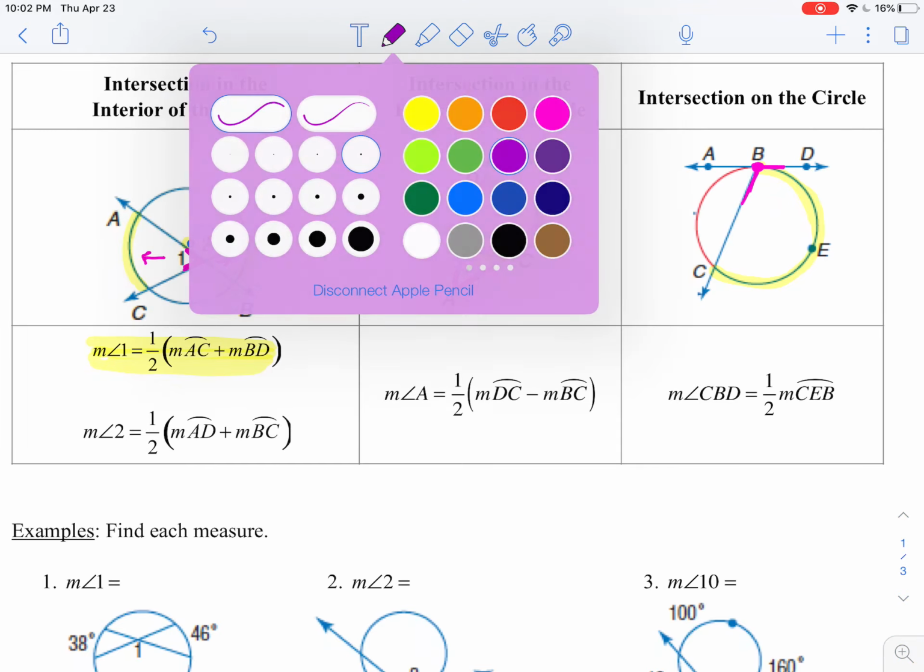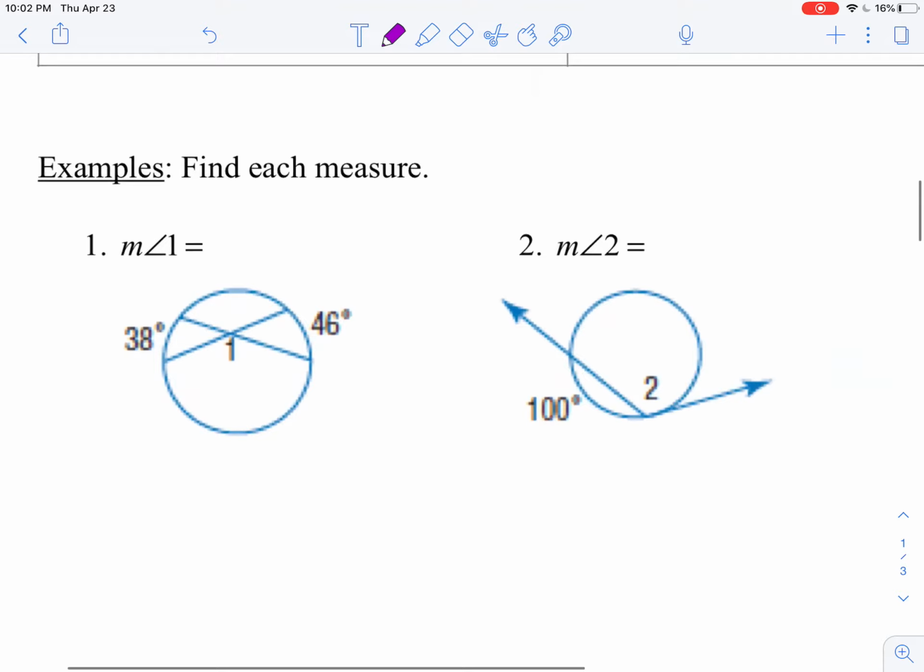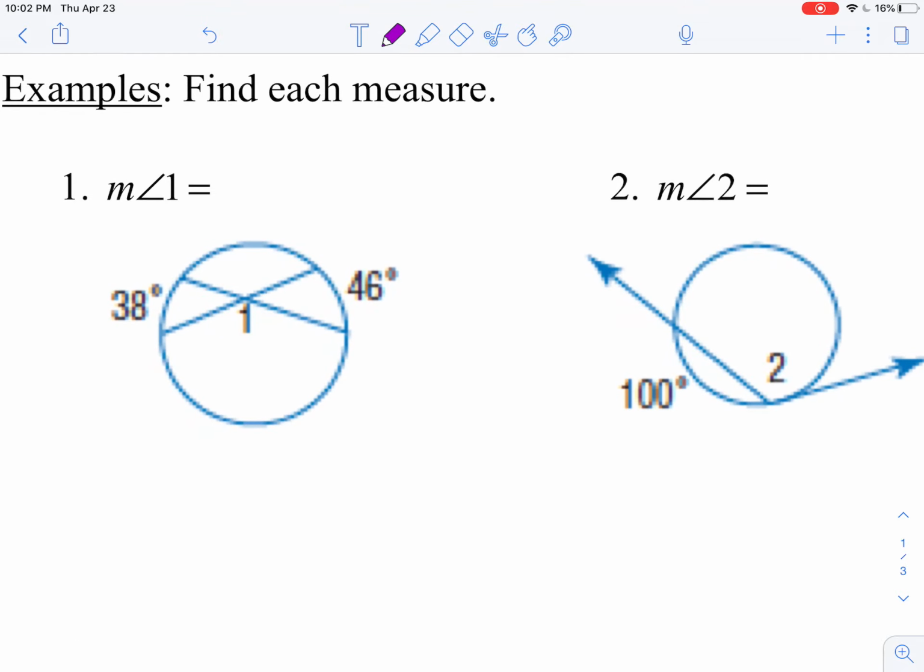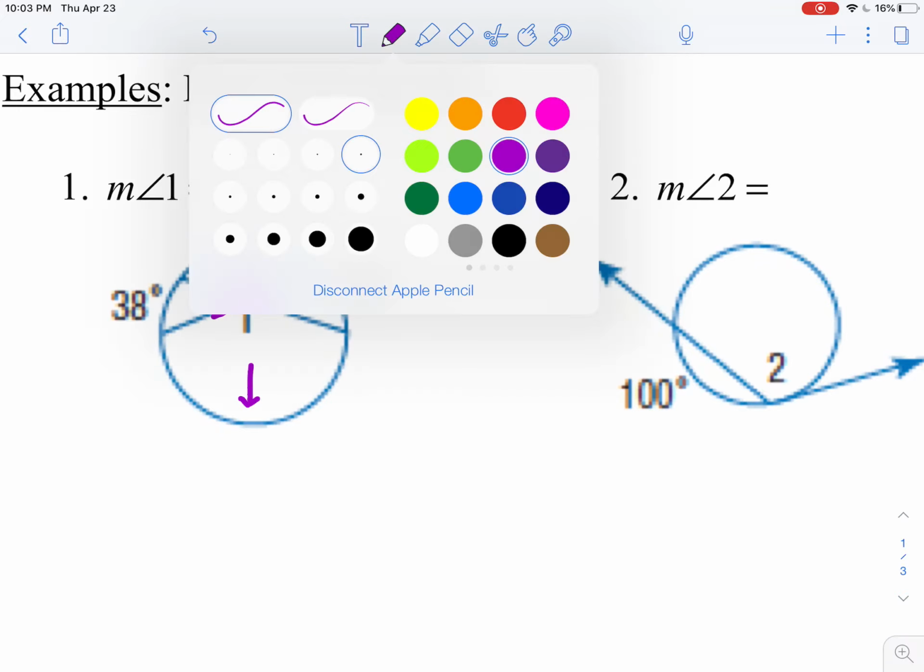So the first question today, number 1, asks us to find the measure of angle 1. In this picture, angle 1 is formed by two secants that intersect inside of a circle. So our formula says to find the measure of angle 1, look at the arcs opposite angle 1. Add their measures, divide by 2. However, we don't have the measures of those two arcs.